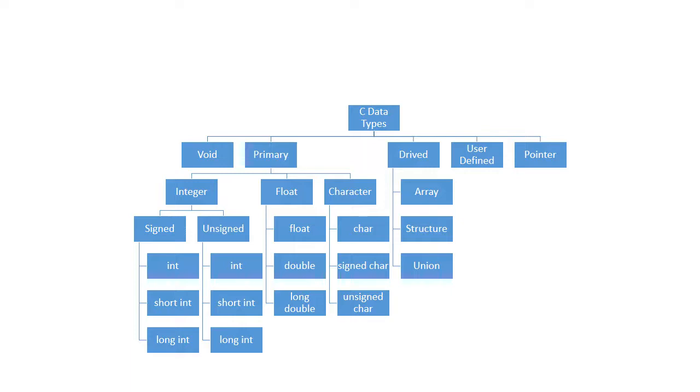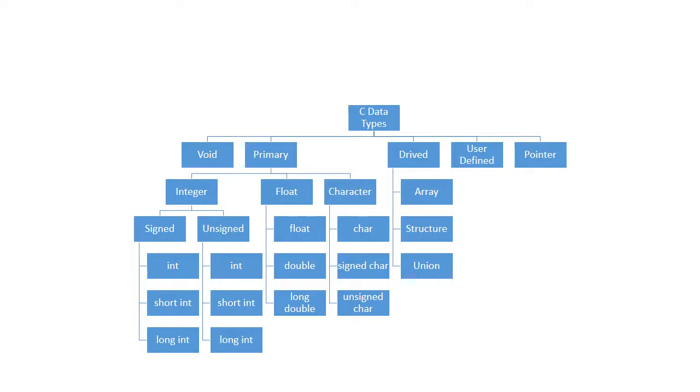So for the time being, let's restrict our discussion to only the primary, because the other ones, user-defined, pointer and derived, you will cover in other lectures. So in case of primary, you have integer, float, which represents the real number, and character, right?